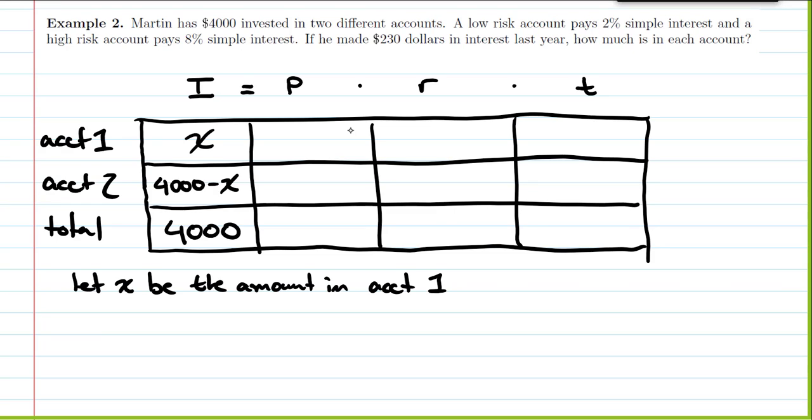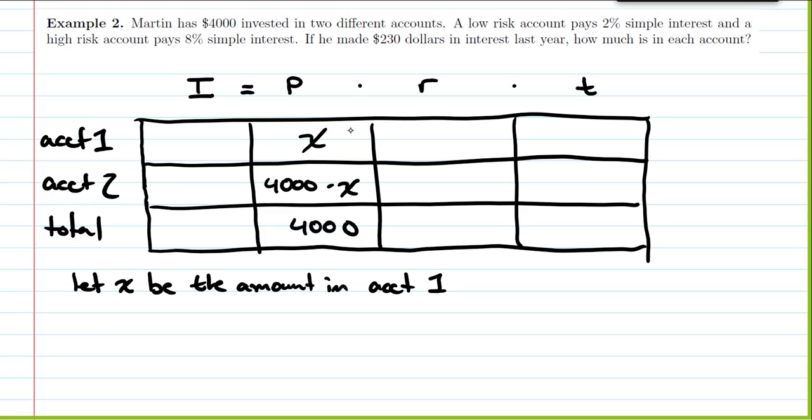So that allows us to fill in those values, and I put them in the wrong column. So let's move them out of the interest column and into the principal column. So we had X, 4,000 minus X, and 4,000. So then we have our low risk account. So right here, I'll call that my 2% account, and we can never put in a percent. We always have to change our percent to a decimal, so 2% as a decimal is 0.02. And then we have a high risk account, that'll be account 2, is 0.08.